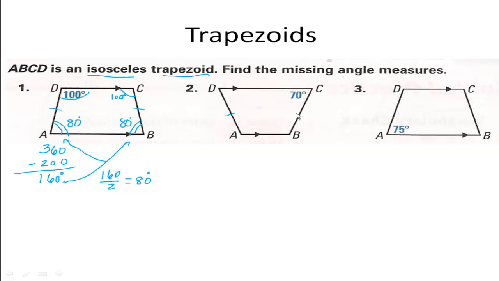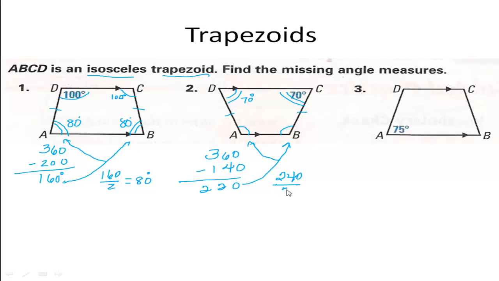Again, these are the legs. Base angles are congruent. This is congruent to that one, and this one is congruent to this one. So that means this measures 70. 70 plus 70 is 140. I have a total of 360, so I'm going to subtract 360 minus 140. That gives you 220, right? Yes. Now I have 220 to share amongst these two angles, which are equal angles. So that means I have to divide 240 evenly into 2, which is 120. So each one of these measures 120.